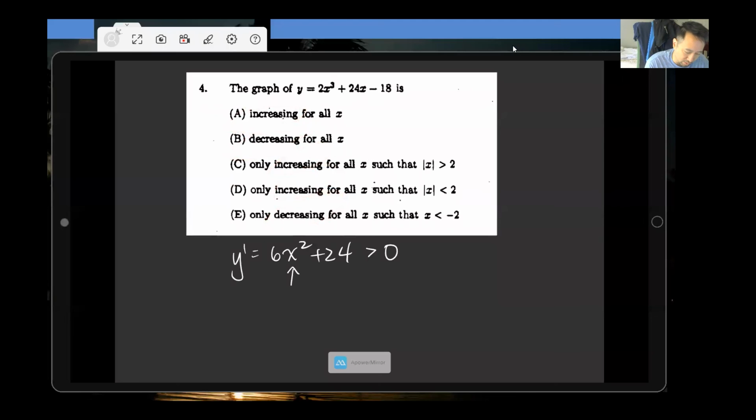So it looks like we're going to choose A for increasing. That's it.